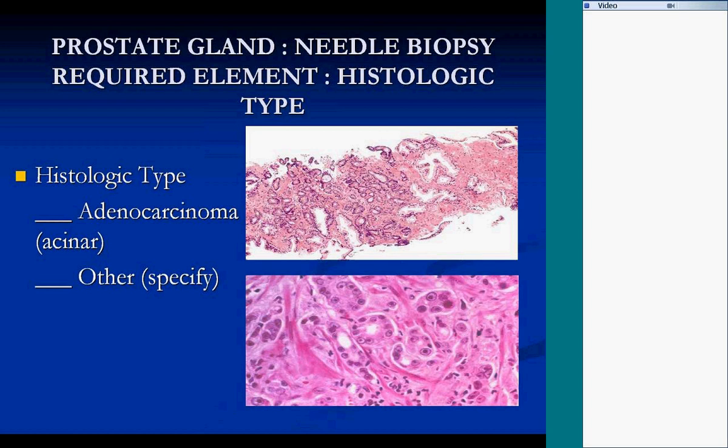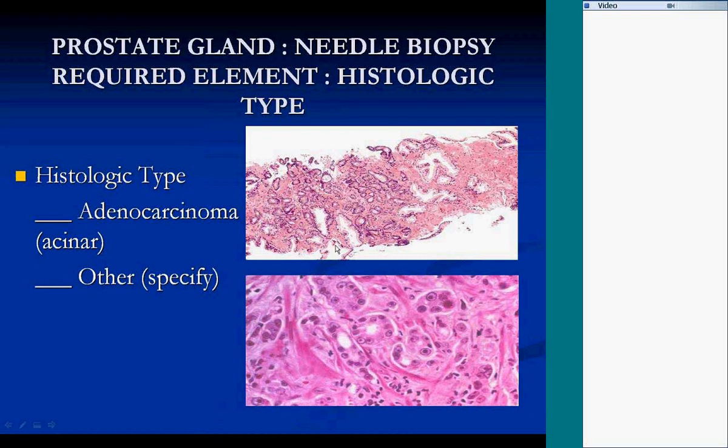So a required element for the needle biopsy is histologic typing, and it's pretty simple, really. Under histologic type, one can specify adenocarcinoma of usual acinar or conventional type. And in fact, in most of our practices, when we diagnose adenocarcinoma, we don't specify that it's acinar. It's usually left as assumed that it's acinar.